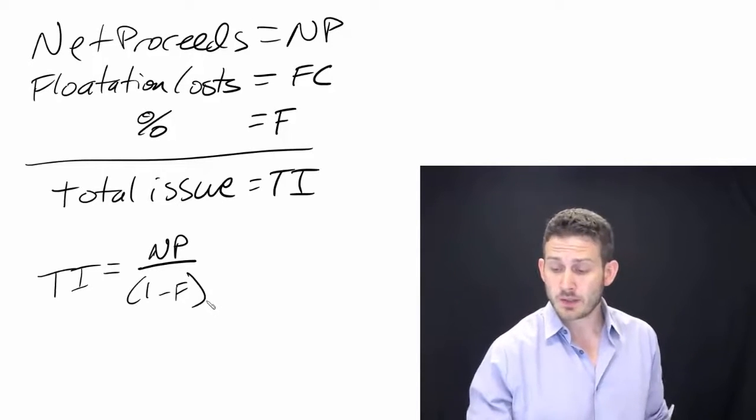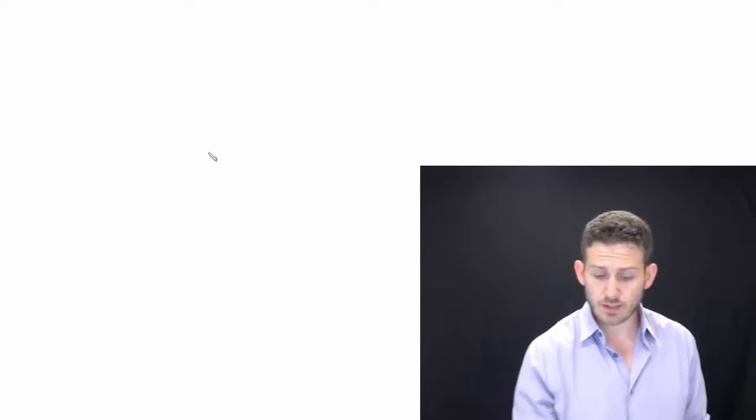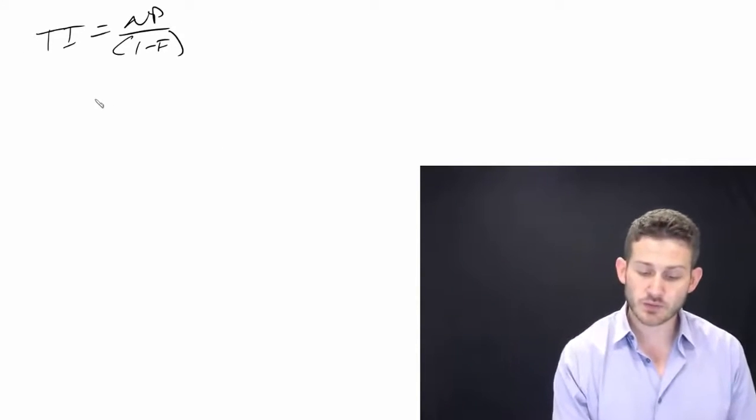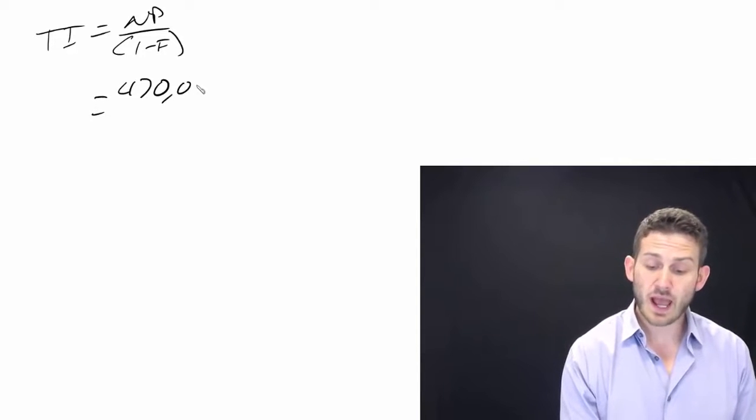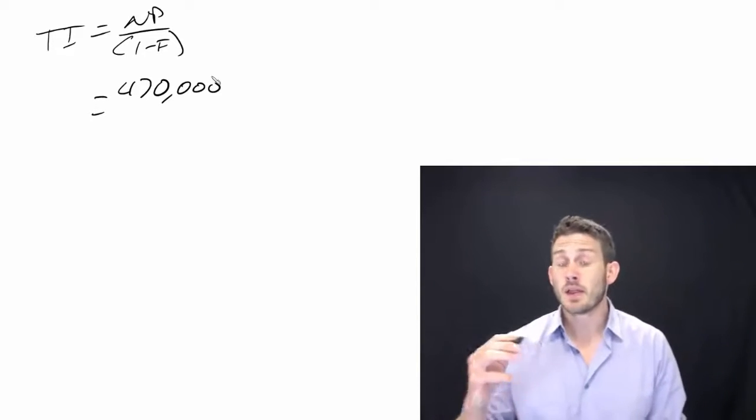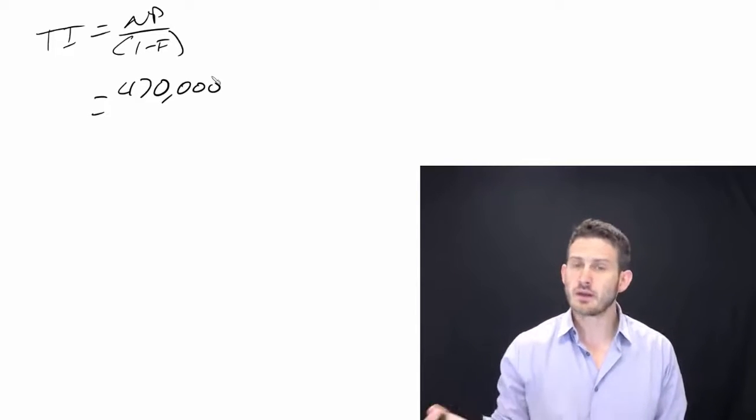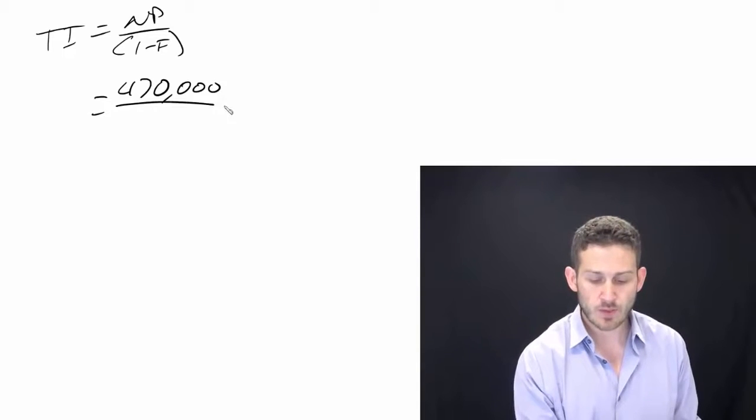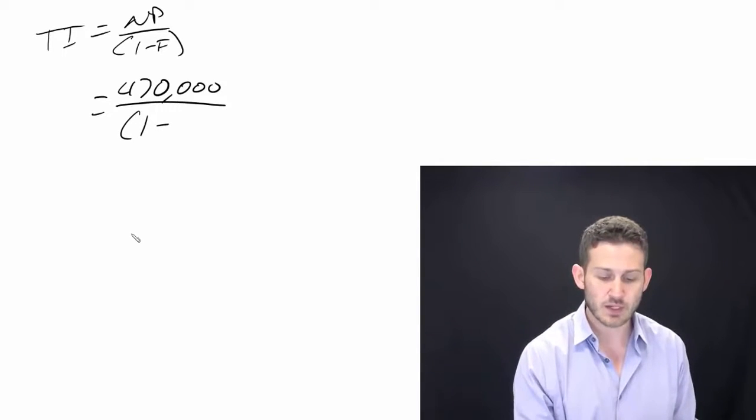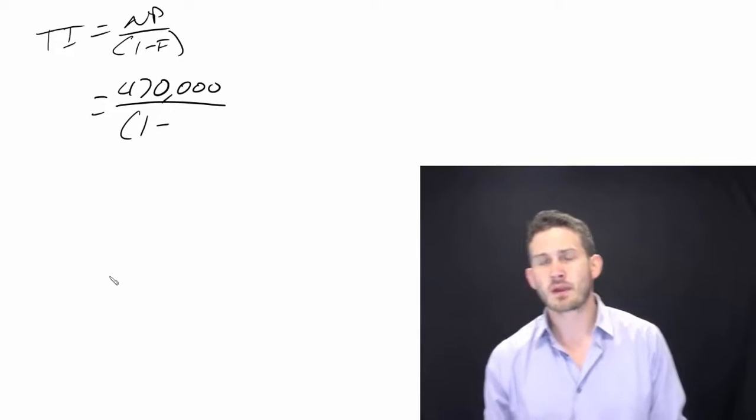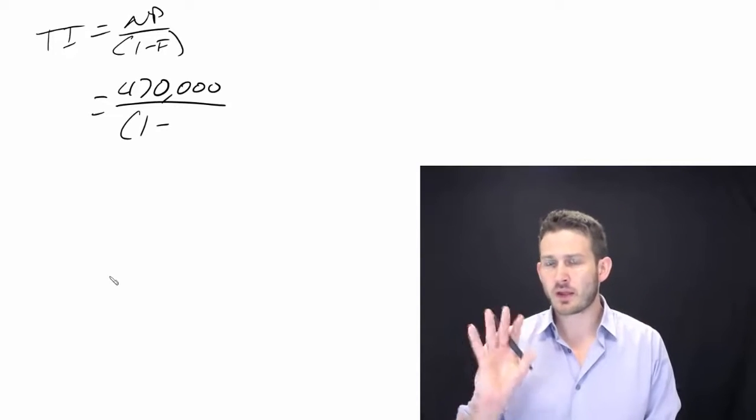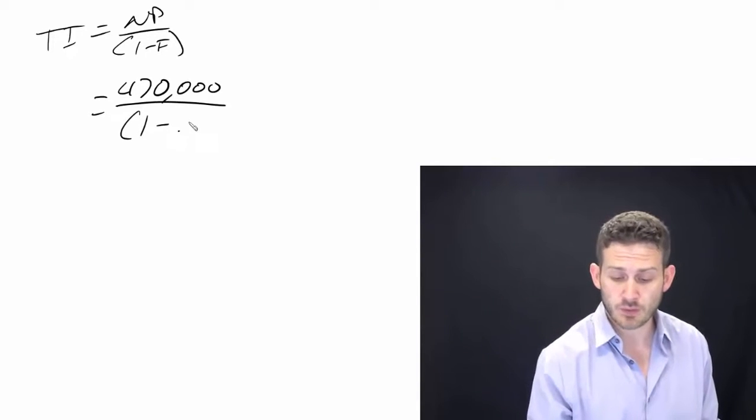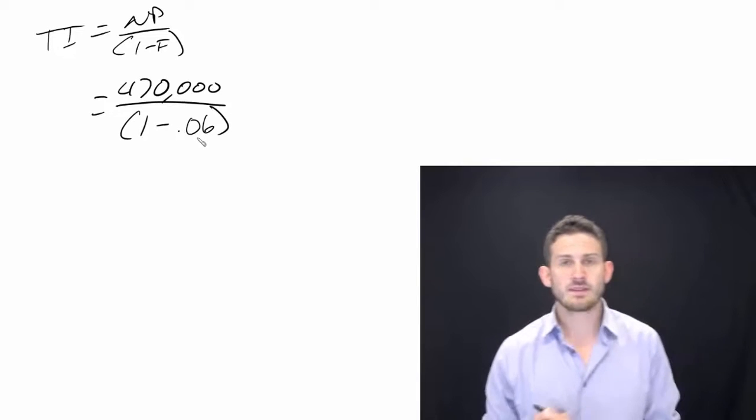Now let's set that equation up, and let's say that I actually need $470,000. That's what I need in order for my business to function. I'm going to need to be expanding one of my manufacturing facilities. Then I'm going to divide that by 1 minus my flotation cost. Let's say that my investment banker charges 6%. They said, all right, we can find you that $470,000, but we're going to charge you 6% of the total offering. So that's going to be 0.06.